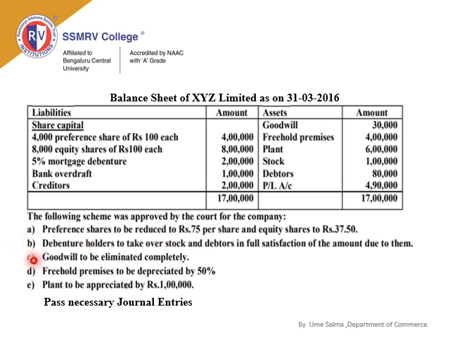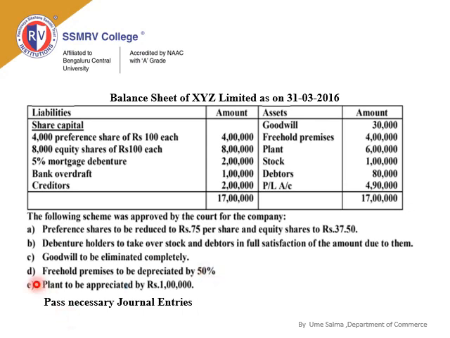Goodwill is to be eliminated completely. Whatever goodwill is shown on the asset side, that is 30,000, is to be written off completely. The company has decided to write it off completely against the capital reduction amount. The very next alteration is that freehold premises are to be depreciated by 50%. The freehold premises given in your balance sheet on the asset side is rupees 4 lakh, which is to be reduced by 50%. That is another kind of alteration in your company.